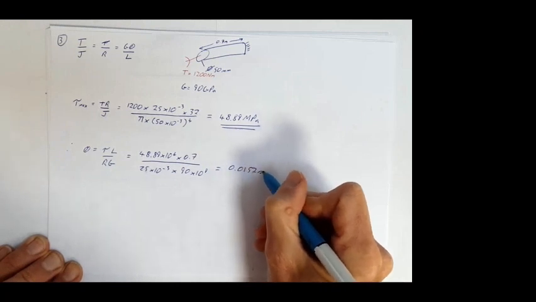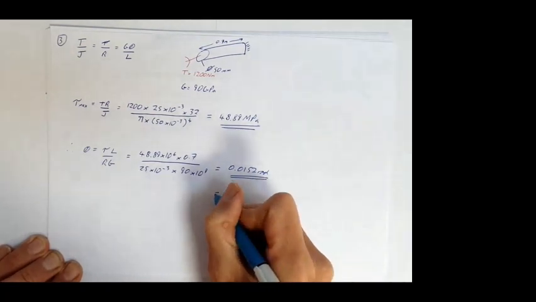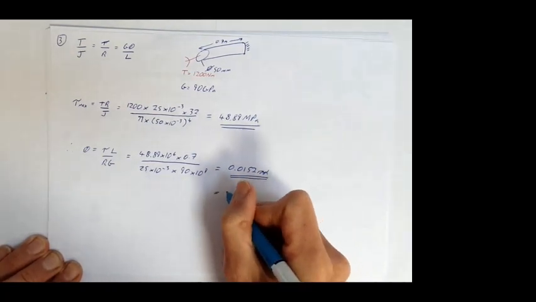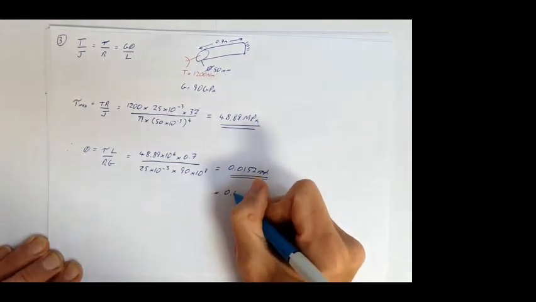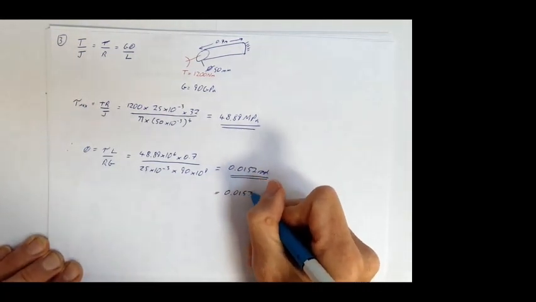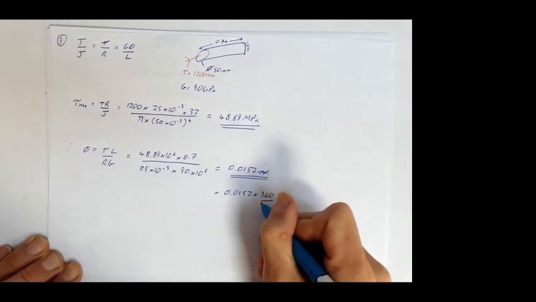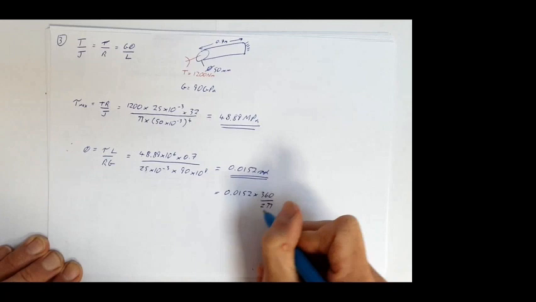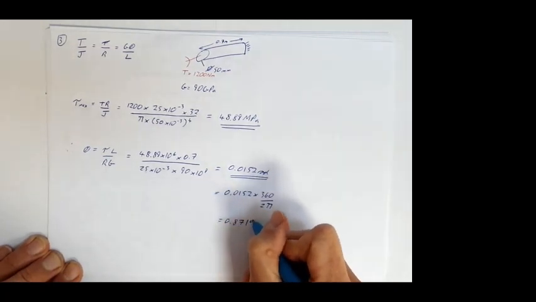If we do that lot, we get 0.0152 radians. And as usual, we might want to put that into degrees to make that more understandable to us. So 0.0152 times by 360 divided by 2 pi gives us 0.871 degrees.